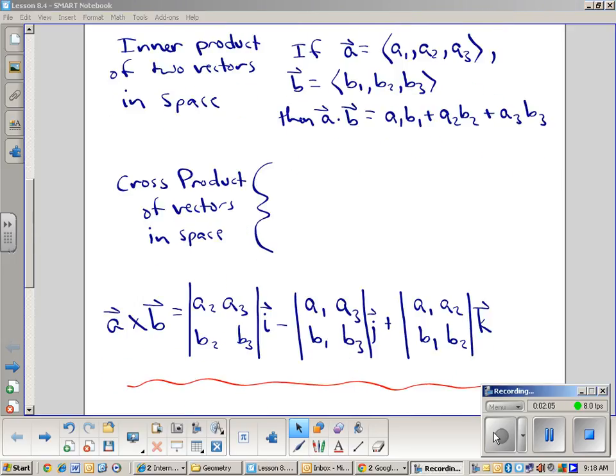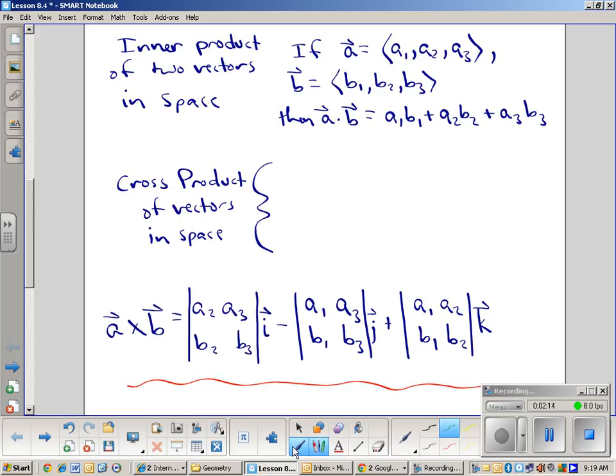So vector A cross vector B, these symbols mean determinants. These symbols right here mean find the determinants of these matrices. And I'll remind you how to do that in just a minute. That's from algebra 2, if you didn't get skipped, which I'm thinking it might have with you guys.